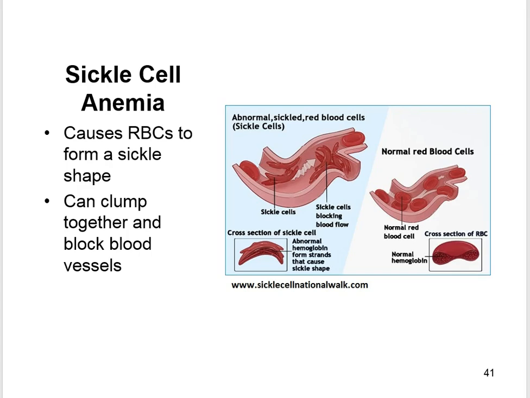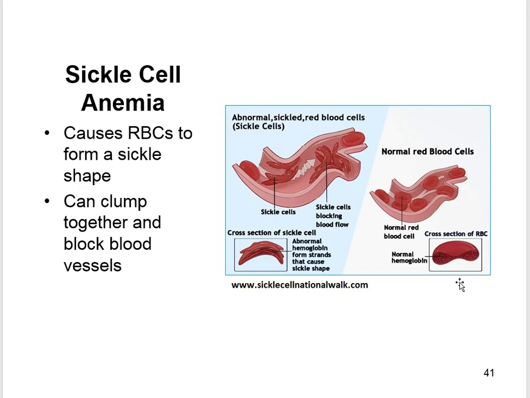Sickle cell anemia causes red cells to form a sickle shape, which can clump together and block blood vessels, and this is what's bad, okay, because then the blood can't get through. You have ischemia, you could have tissue death. There's a defect in the beta globin gene. Valine is substituted for glutamic acid in the 6th position. That's it. That's the only difference between normal hemoglobin and sickle hemoglobin.